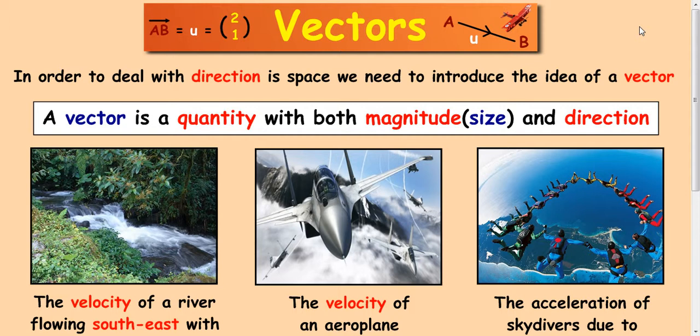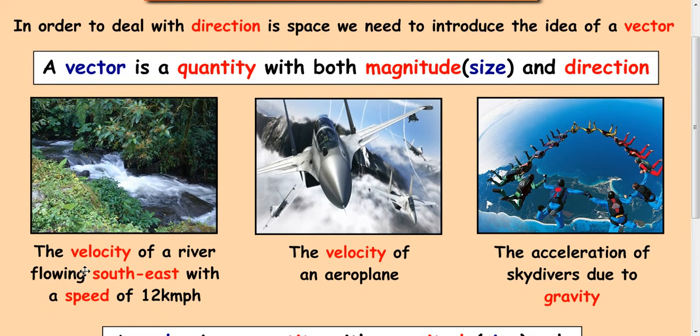It says here a vector is a quantity with both magnitude and direction, so it has a size and a direction. If you're explaining a pathway from one point to another, you can say how fast you were going or how much force was applied and also what direction it was going in. Things that would be accepted as vectors I've given here: velocity of a river flowing southeast with a speed of 12 kilometers per hour.